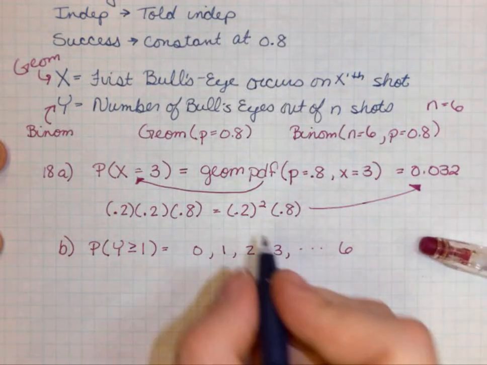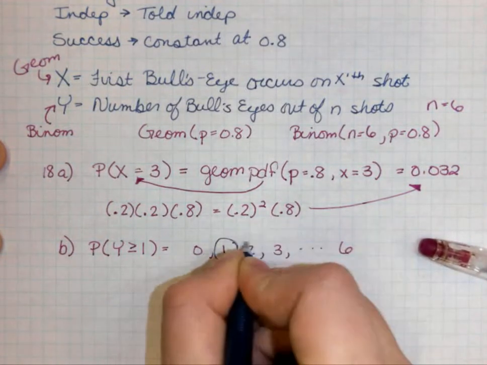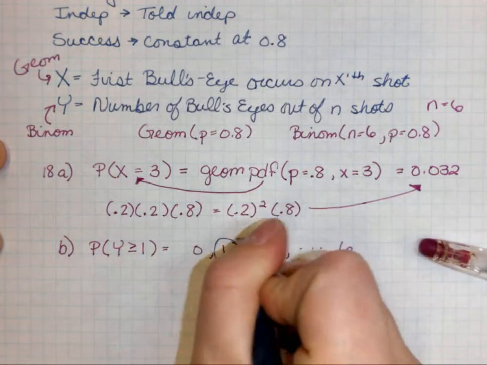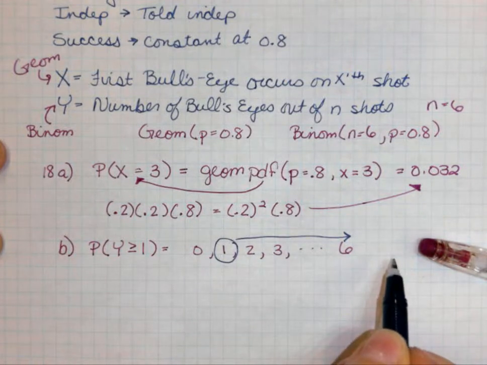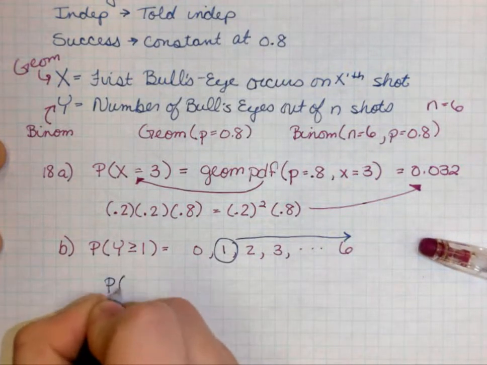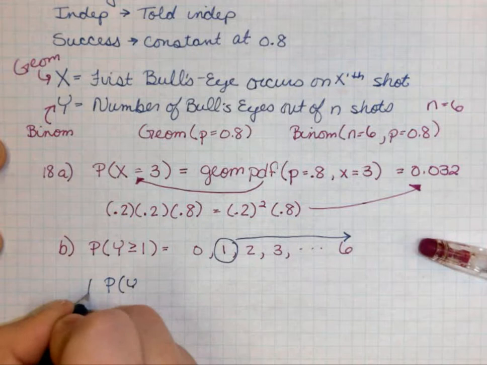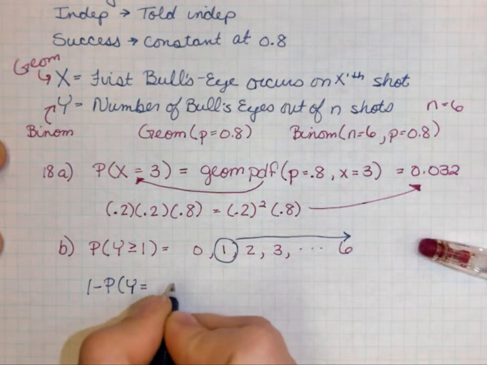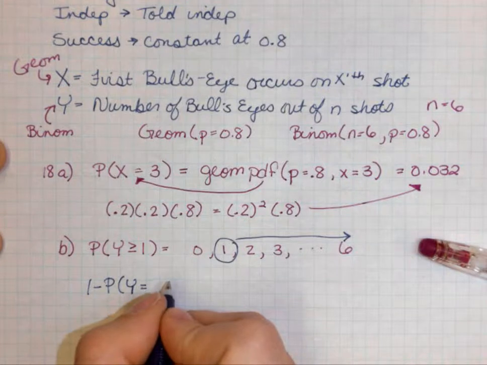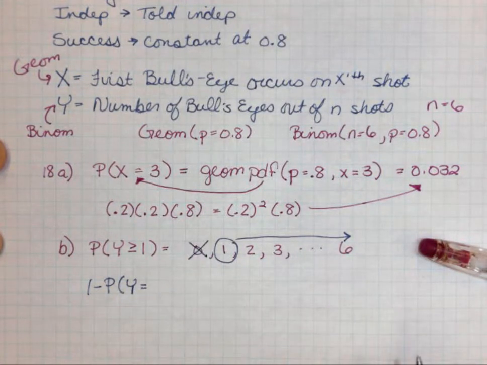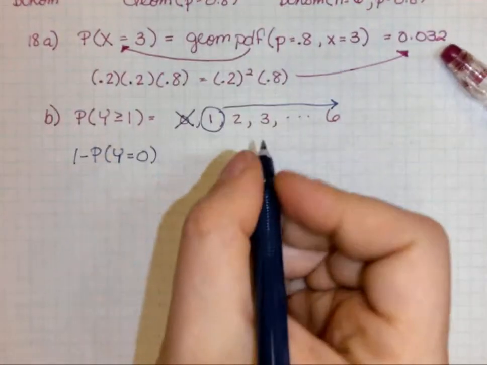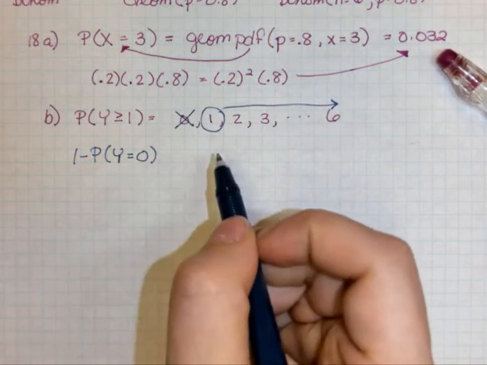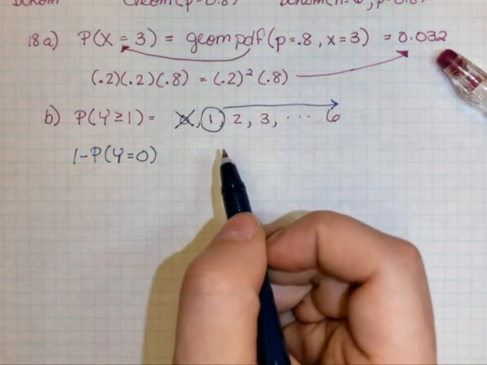We're saying at least 1. Is 1 included in that? And am I going up or am I going down? Up. So which would you rather do? Calculate 1, 2, 3, 4, 5, and 6? Or is there something else you can do? 1 minus. So we're going to do the probability of that y, 1 minus the probability that y is equal to 0. This is what I'm cutting out. The probability that I have no successes. Remember, the opposite of at least 1 is 1 minus the probability of none.